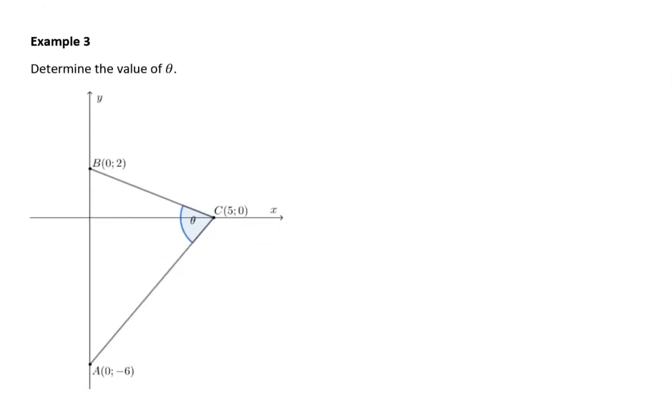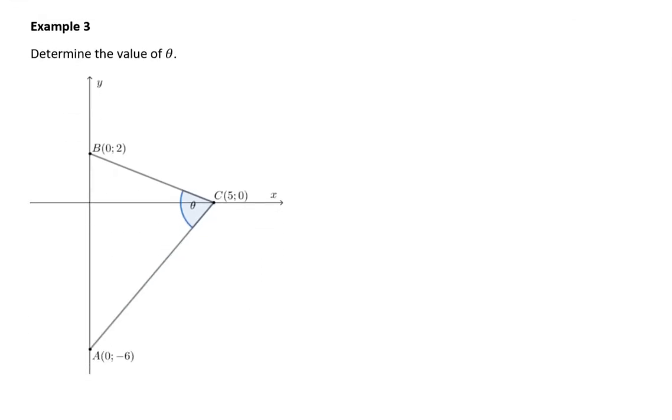Okay, let's look at example 3. Now, I like example 3 a lot. I chose it for a very specific reason, and that's because it's just slightly different. So it says determine the value of theta. So the moment I look at this, I'm like, okay, well, let me draw in my angles of inclination. That's what I always tend to do.